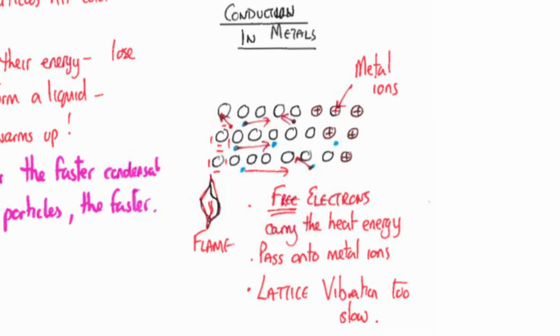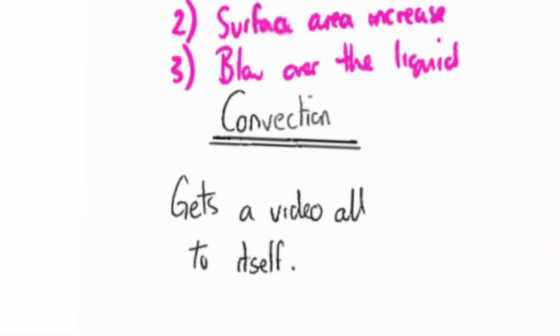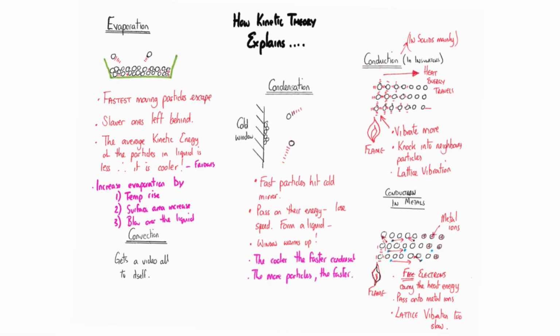And you need to say that it's the free electrons that carry the heat energy the quickest, and they can pass this on to metal ions. Lattice vibration is just too slow a process to send the heat through quickly, but it does contribute. But metals are particularly good conductors of heat. And of course, there'll be a video on convection all by itself. Anyway, that is kinetic theory explaining a number of phenomena.